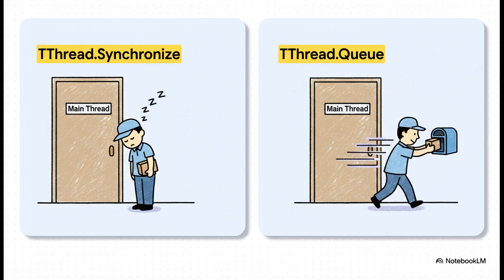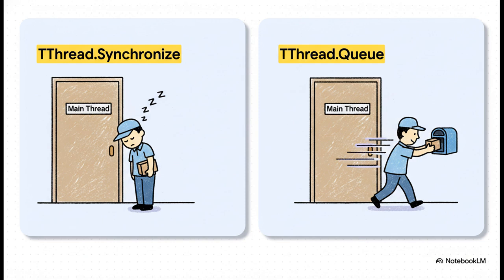So let's break this down. You've basically got 2 ways for your background worker to talk to the UI boss, TThread.Synchronize and TThread.Queue. Using Synchronize is like your worker stopping everything they're doing, walking over to the boss's office and standing there waiting until the boss is free.